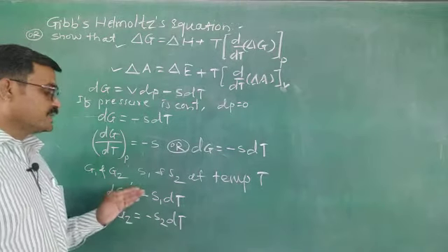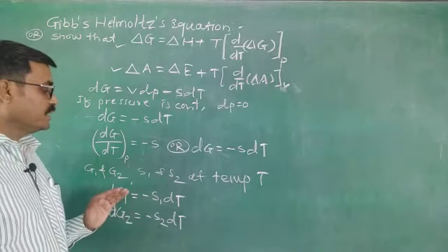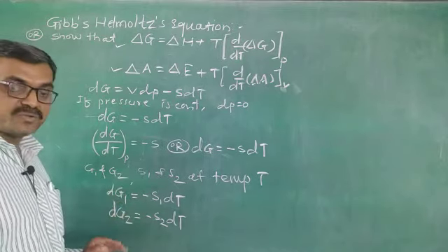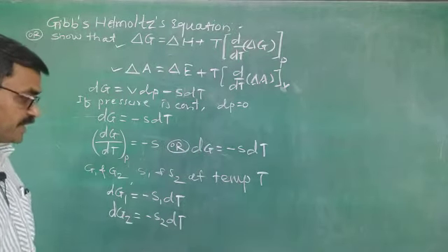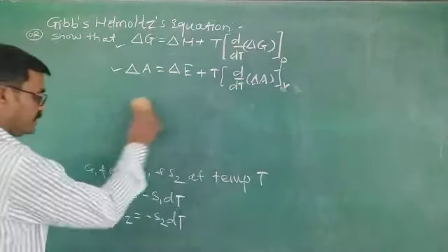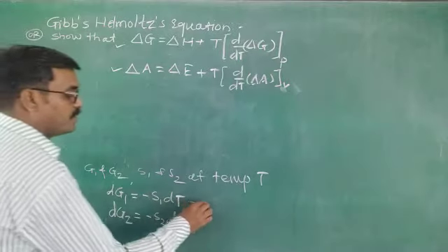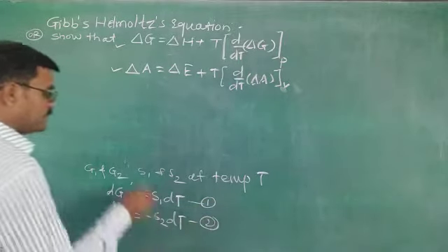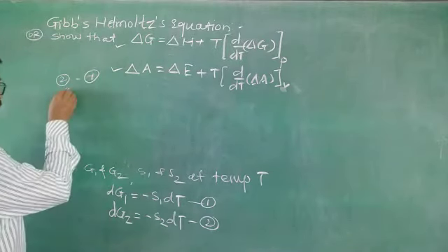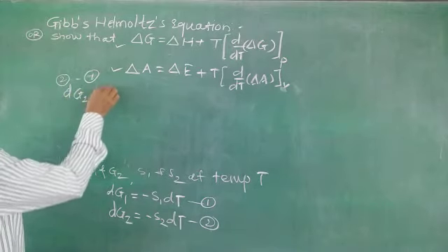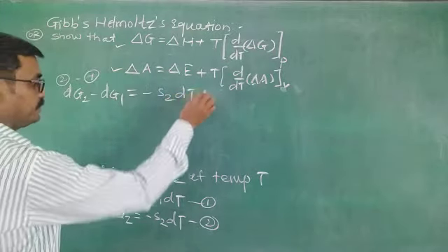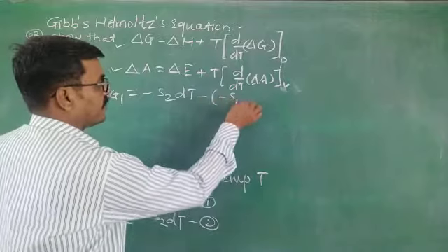Okay, because S1 and S2 are the entropies at initial state and final state, and G1 and G2 are the free energies at initial state and final state. That's why. Now, after this, if equation 2 minus equation 1 is carried out, that's why dG2 minus dG1 is equal to minus S2 dT minus of S1 dT.